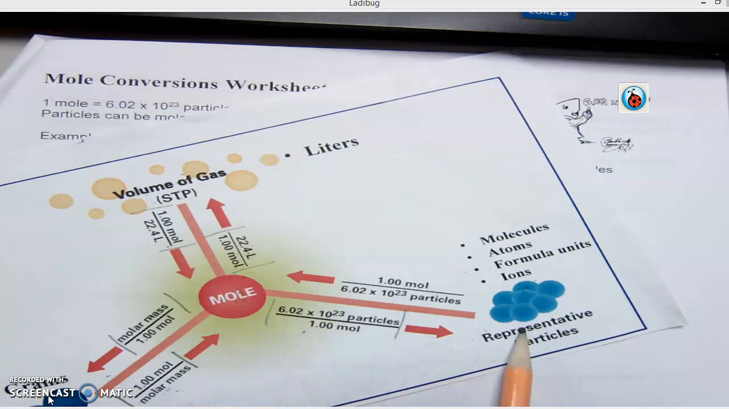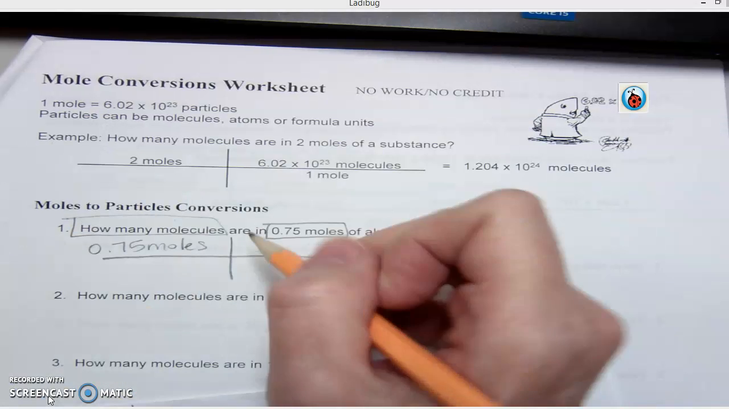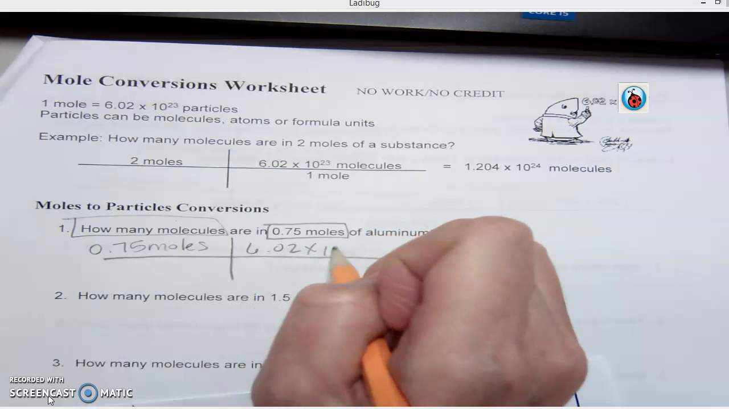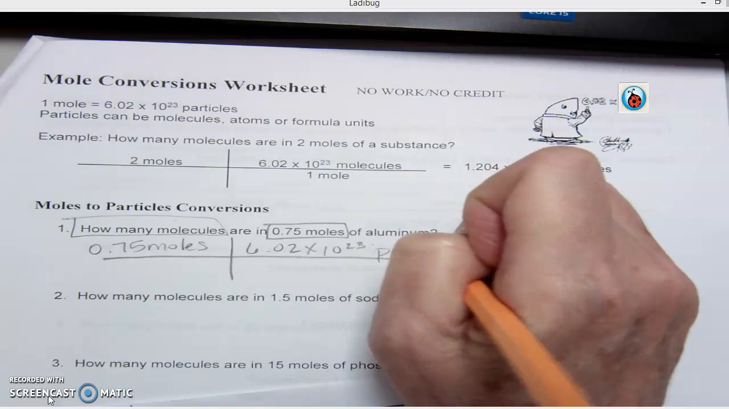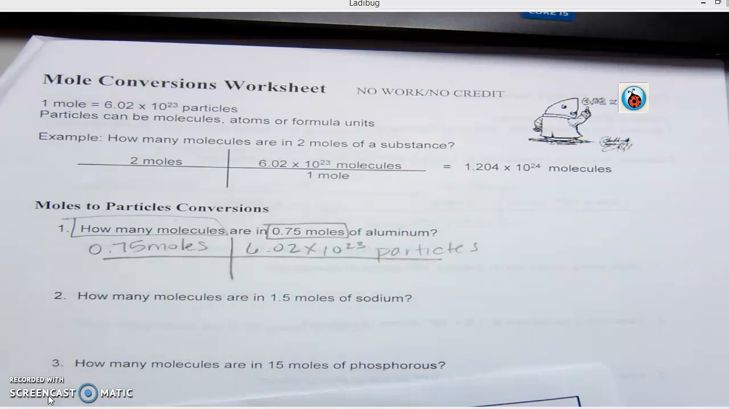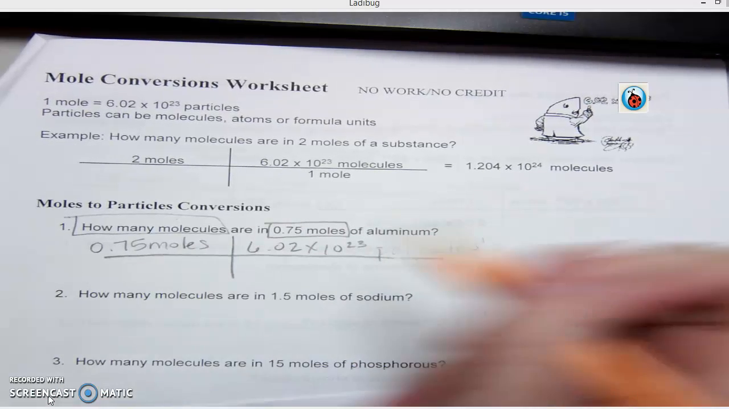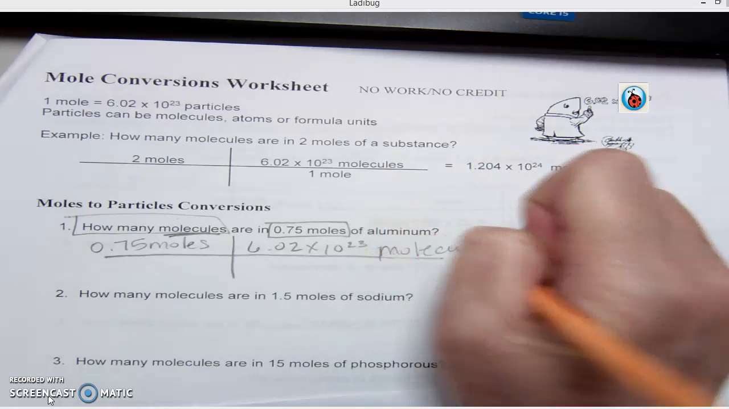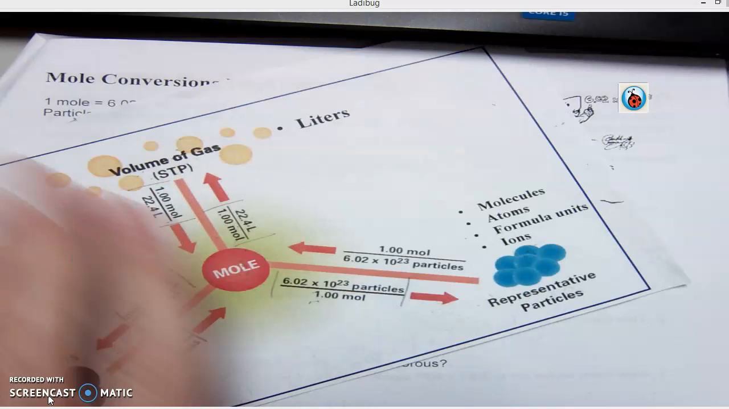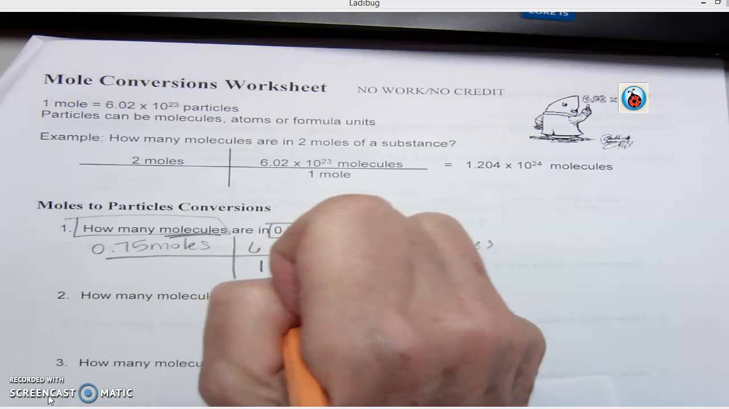Okay, moles to molecules. So in my train track, I'm going to put Avogadro's number. This is called Avogadro's number: 6.02 times 10 to the 23rd particles. What are our particles? What kind of particles do we have? We have molecules. What goes on the bottom? Let's go back to our chart, and it says 1 mole goes on the bottom.